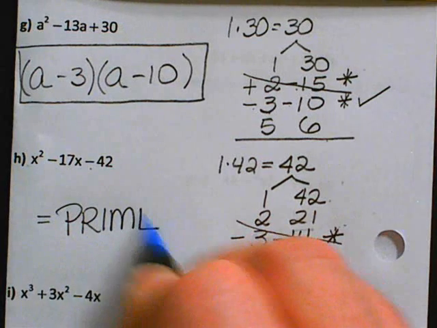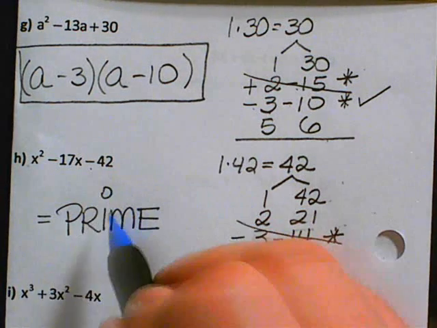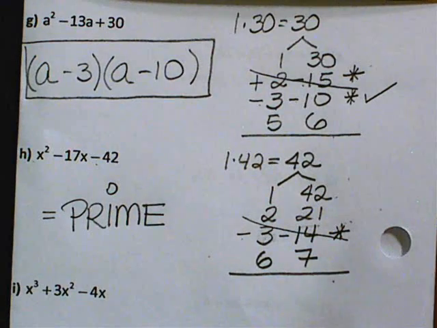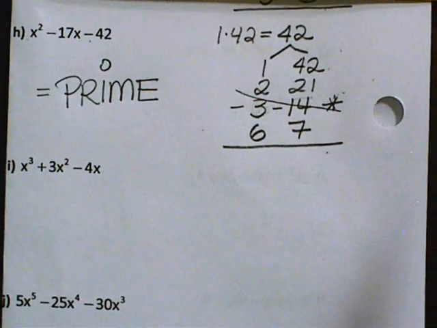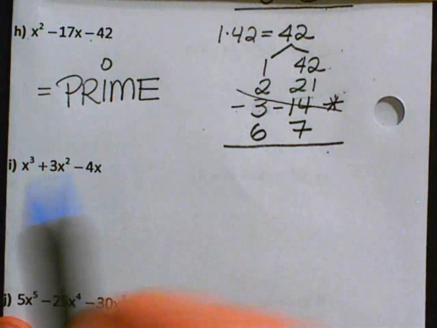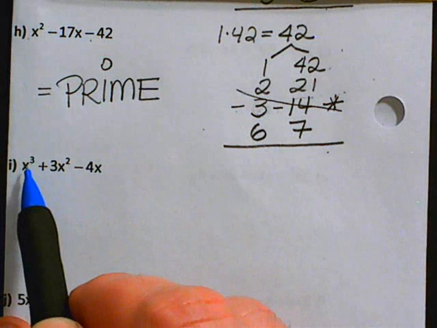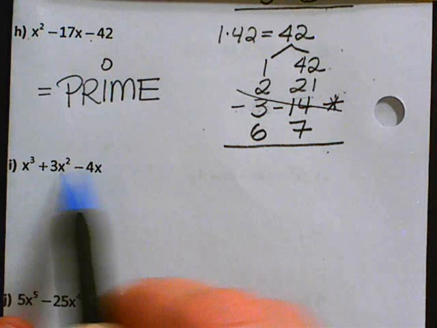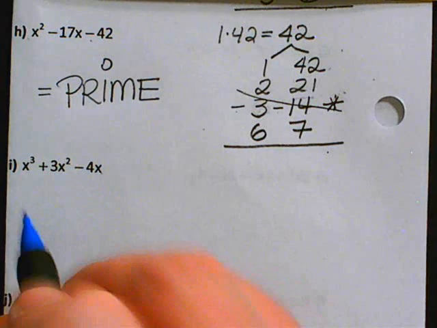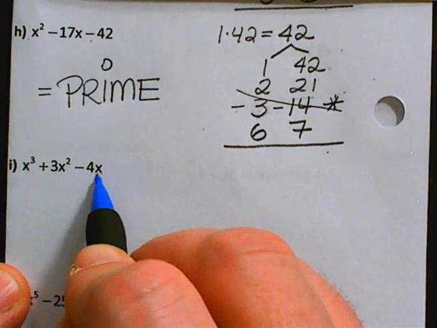Okay. Let's go on to the next problem, letter I. Letter I, there's something different here. I have an x cubed. But if you notice, everybody here has x. So that means you should always ask, can I factor anything from all three? And the answer is yes, I can factor out an x.